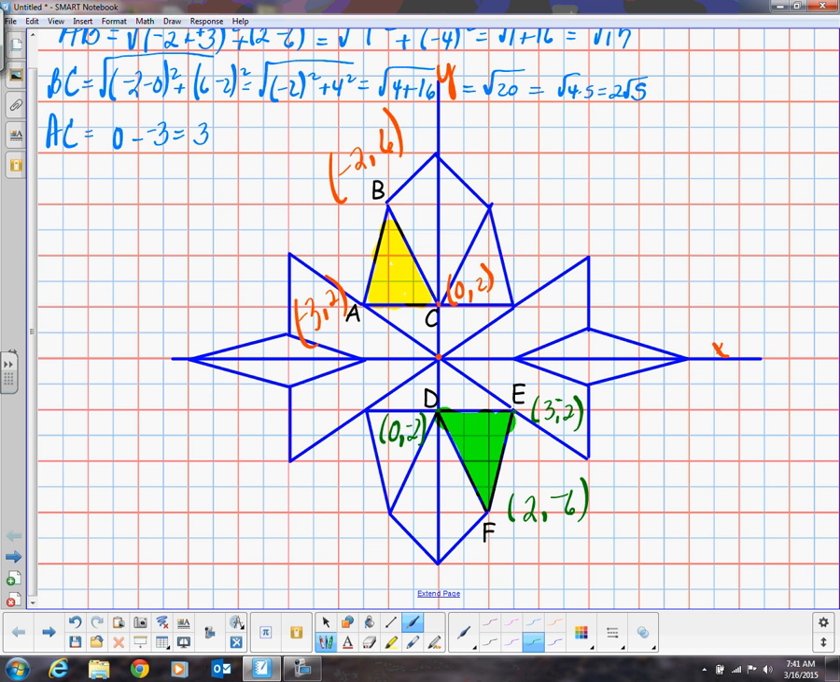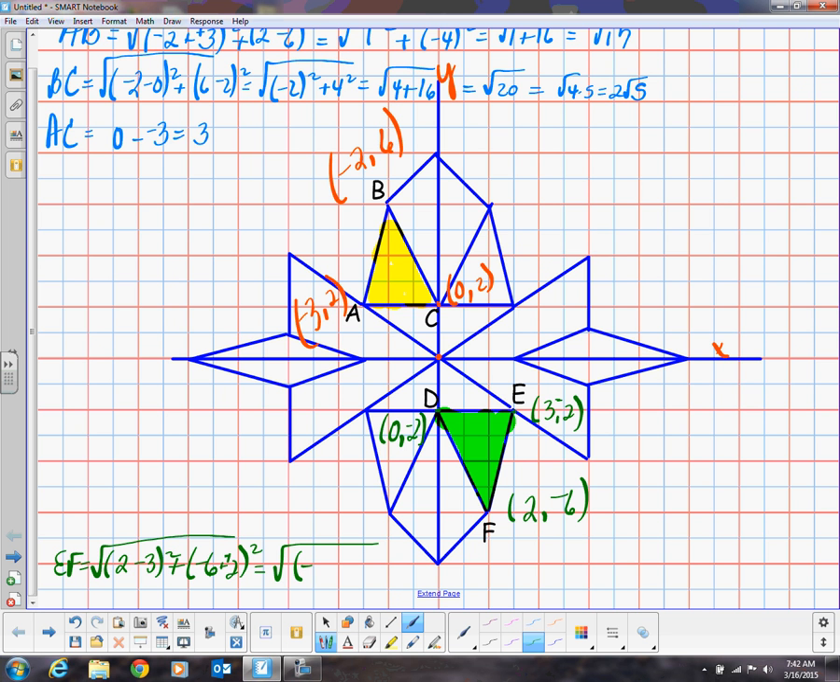EF. EF is equal to the square root of 2 subtract 3 squared plus negative 6 subtract negative 2 squared. It's going to be plus positive 2.